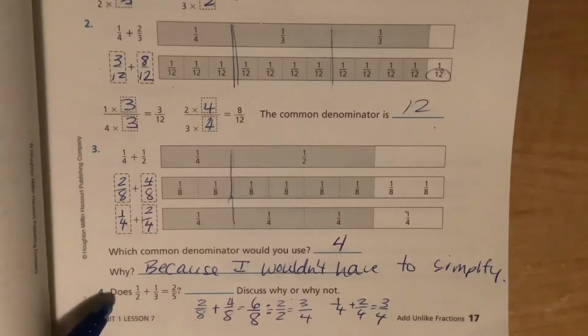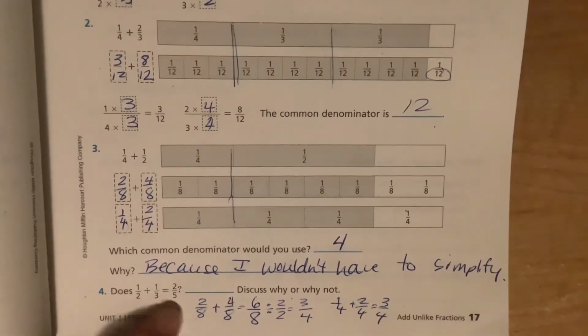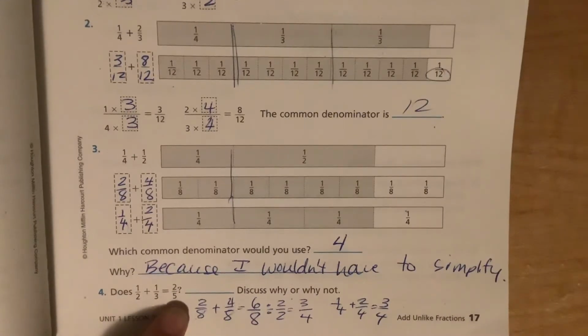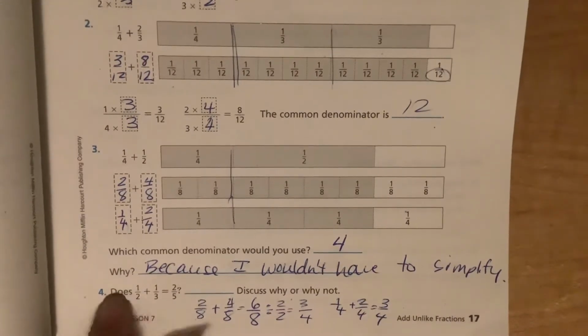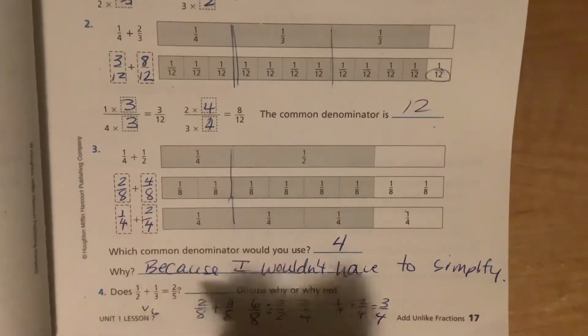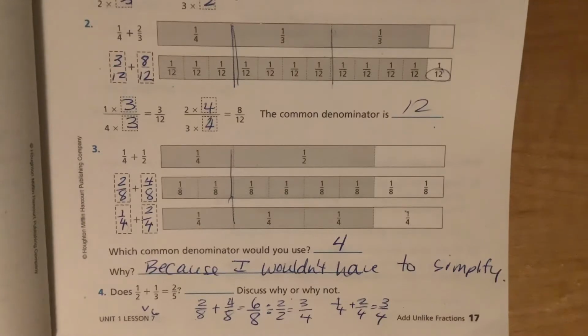Okay, so number 4, does 1/2 plus 1/3 equal 2/5? I'm going to say a hot no, because neither 2 nor 3 multiply together to get 5. So that's a hot mess. And the first number that 3 and 2 have in common is 6. So I'm going to say no to that. But you know what? Let's try.